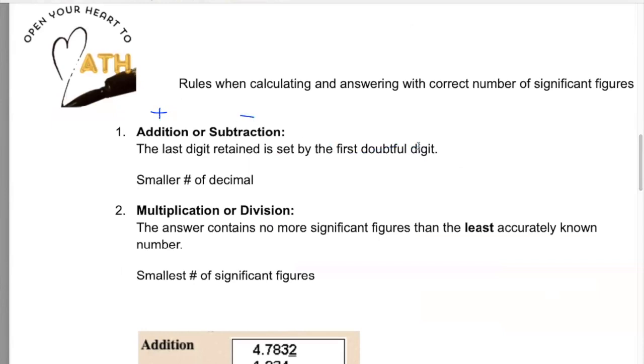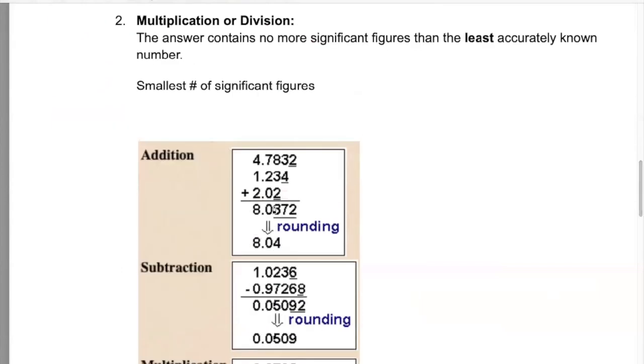Okay, that means find the smaller decimal number. Let me give you an example here. If you're going to add these three numbers, the smallest decimal number is 2.02, this one. Those are larger decimal numbers, so we go by the smallest number right there. So you do the math: 4.7832, 1.234, 2.02, add them all up.